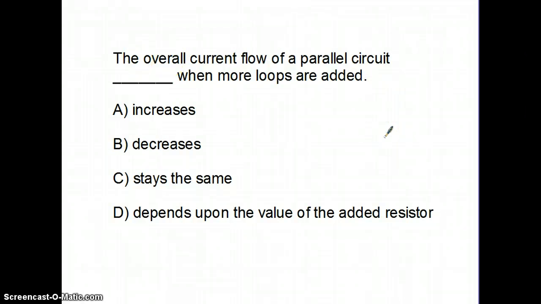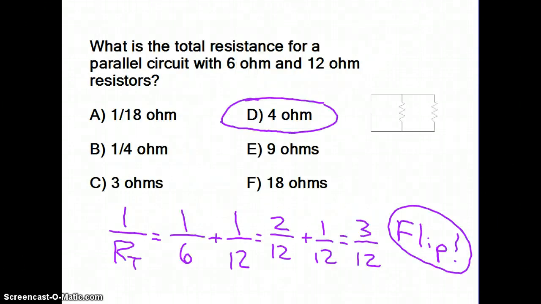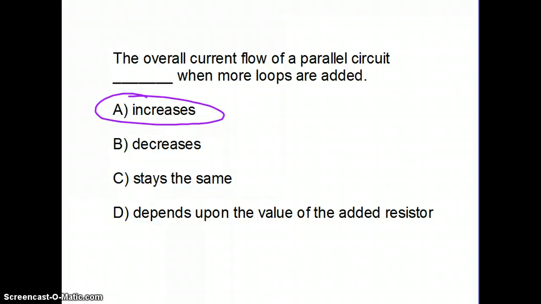Overall current flow of a parallel circuit when more loops are added would increase. All right, as mentioned earlier in the game, a new loop leads to an extra flow of current, leading to an overall greater value.